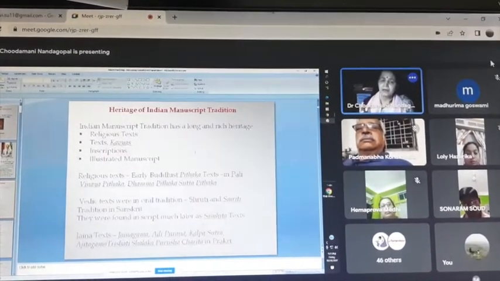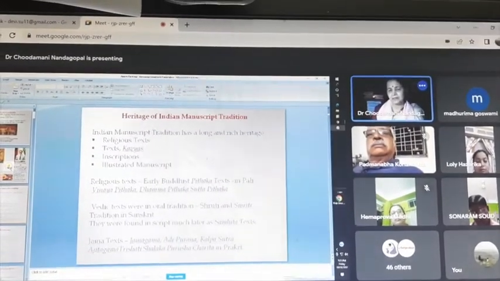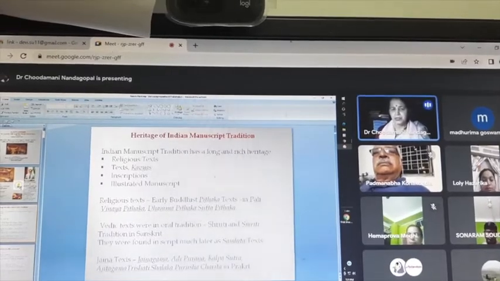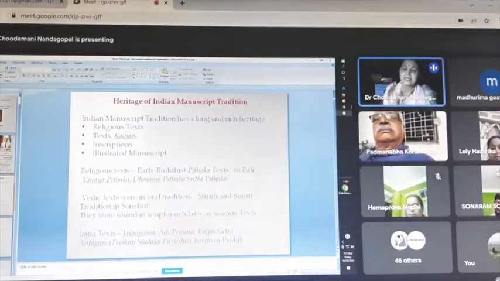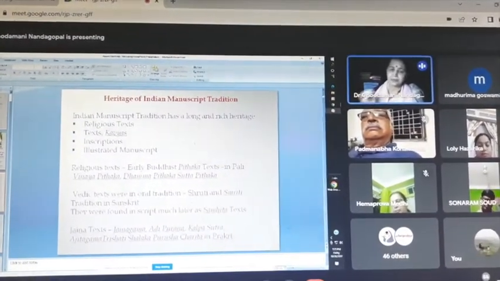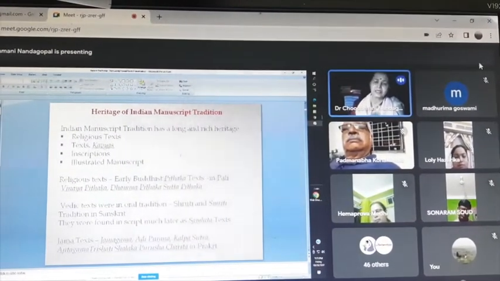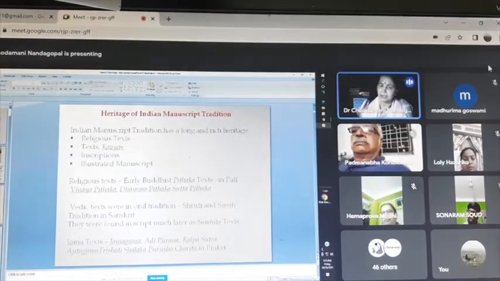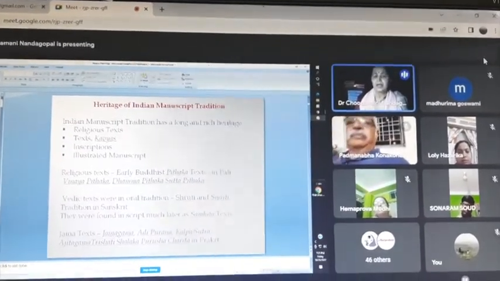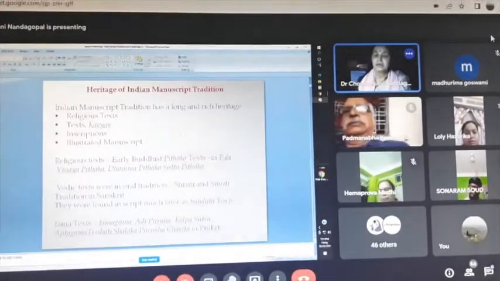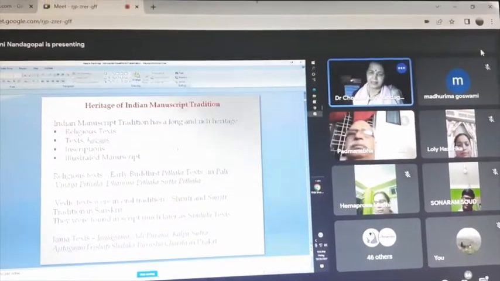So we have religious texts as manuscripts, and texts and kavyas we find as manuscripts. Then inscriptions also are considered as manuscripts under the manuscript tradition, and illustrated manuscripts. That is what we are looking at in detail.